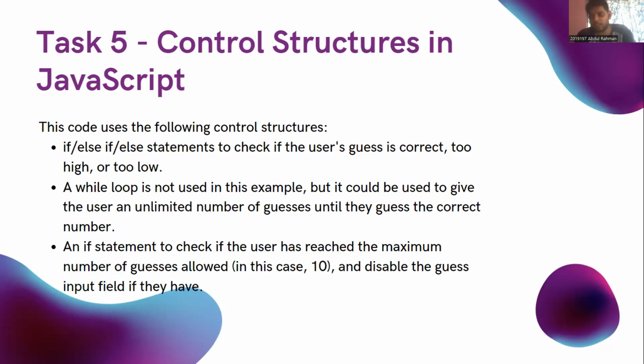I have done a task of a number guessing game, and the code includes if or else statements to check whether the user's guess is correct or not. If the guess is too low, it should show that it should be higher, and if the guess is high, it should show high. A while loop is used so that the user is allowed to guess the number only a certain number of times.